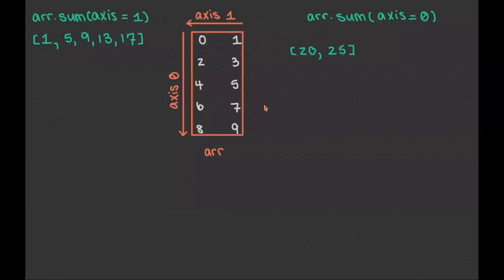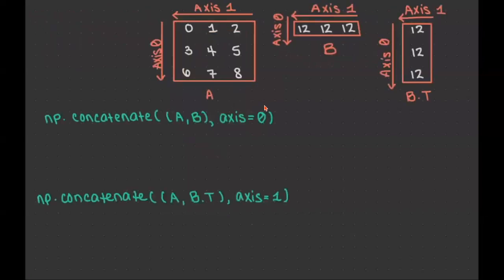Just to emphasize, notice in the axis equals 1 case, we summed in this horizontal direction, and we collapsed all of the columns down into one entry. So really we had 5 results, one for every row. On the other hand, if we sum along axis equals 0, we are collapsing all of the rows into one element in each column. So we went from a 5 by 2 to just a 1 by 2 in this case.